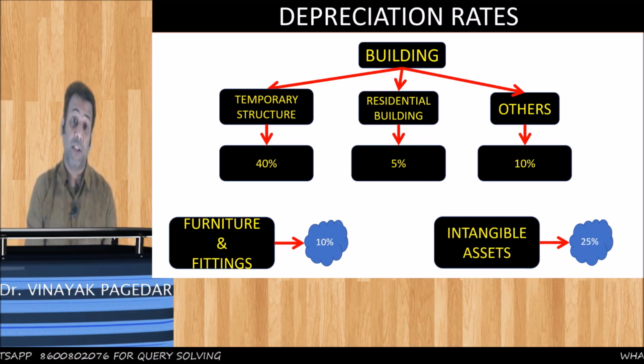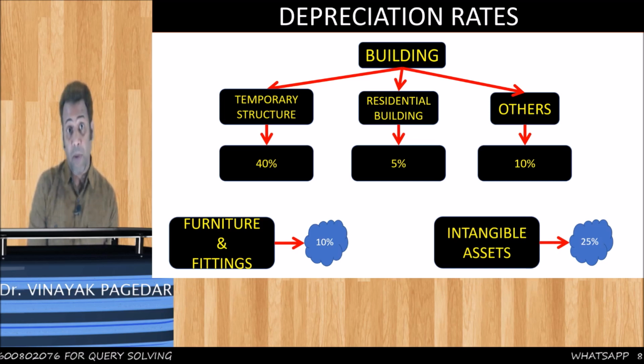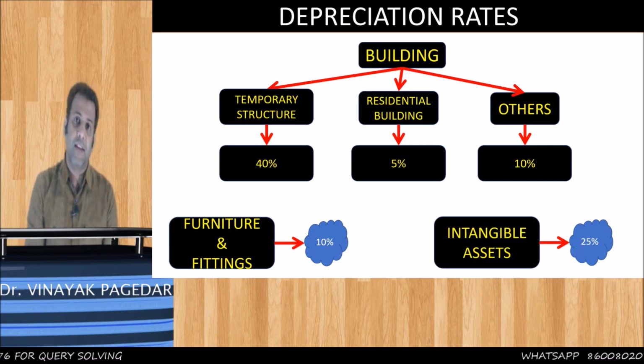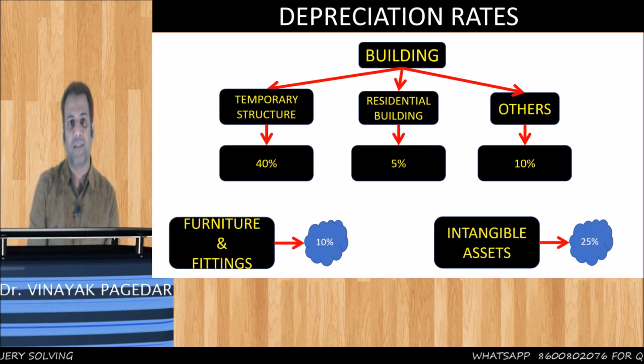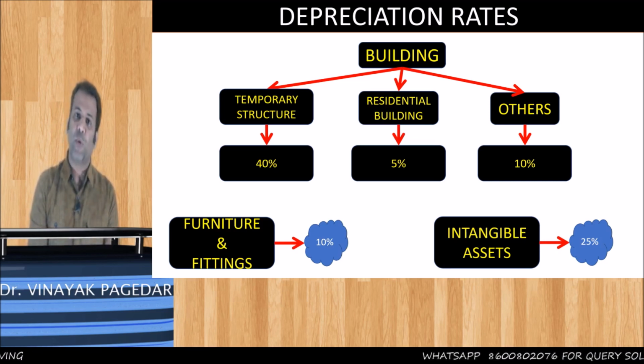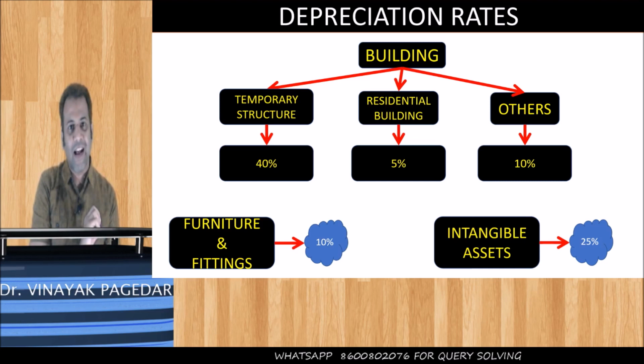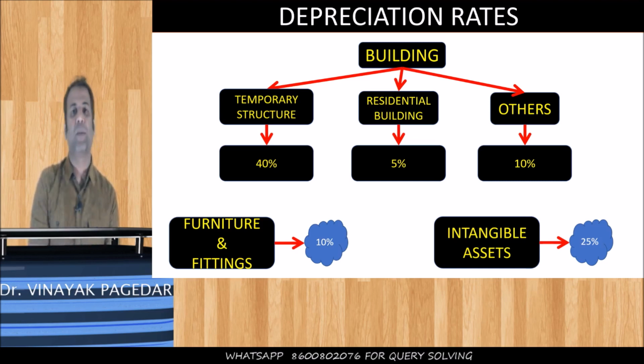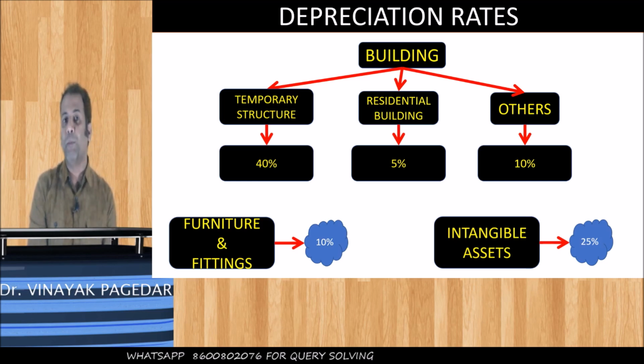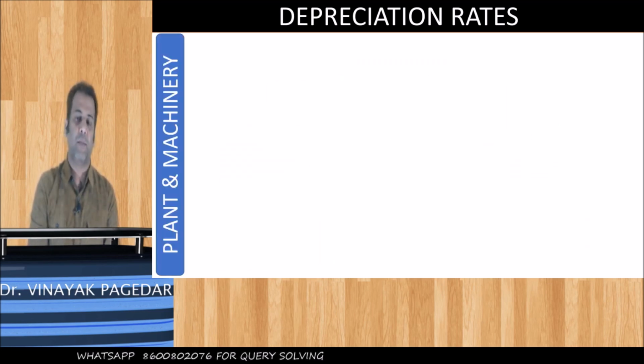Many students ask me, sir, do we have to remember the rate of depreciation in the exam or will it be given in the question? It will not be given in the question. You have to remember, there's no option. The only option is that there are no options. You have to remember the rates of depreciation. And now we go to the main part, and that is plant and machinery.